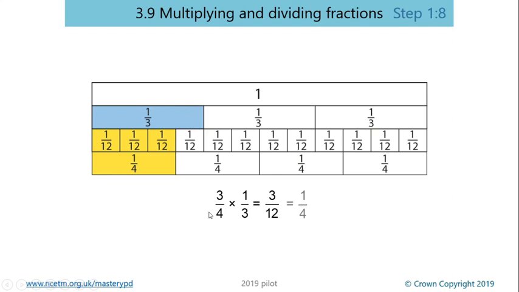What word do we use? Look, I've put an equal sign there. What word do we use? We use equivalent. It's an equivalent fraction. 3/12 is equivalent to 1/4. Look, 12 divided by 3 is 4. 3 divided by 3 is 1. So you could have either of these answers, they mean the same thing.